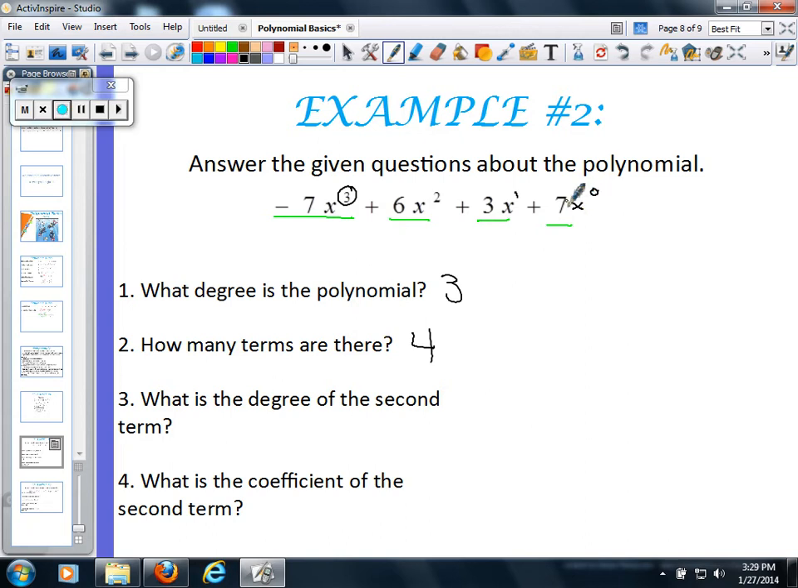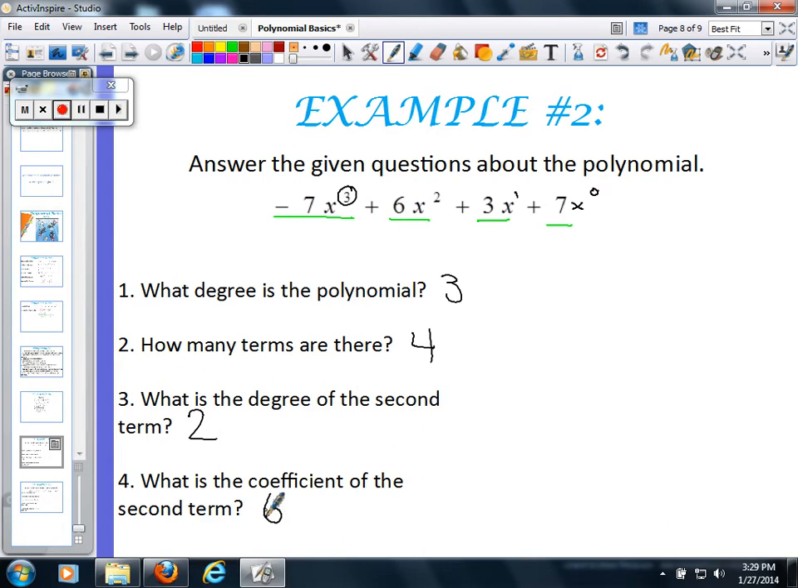So now they're asking, what is the degree of the second term? Here's my second term. The degree is based on the exponent, so the degree would be 2. The last question for this one says, what is the coefficient of the second term? Coefficient, from your definitions, is the number in front of the variable. So this is my second term. The number in front of the x squared is 6. So my coefficient is 6.